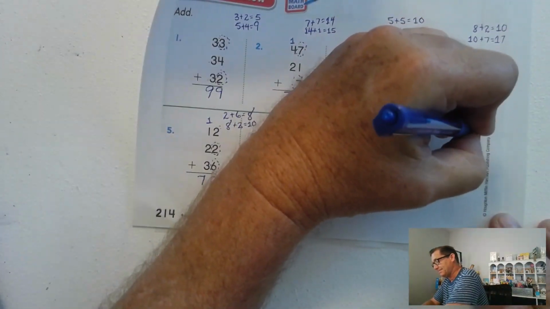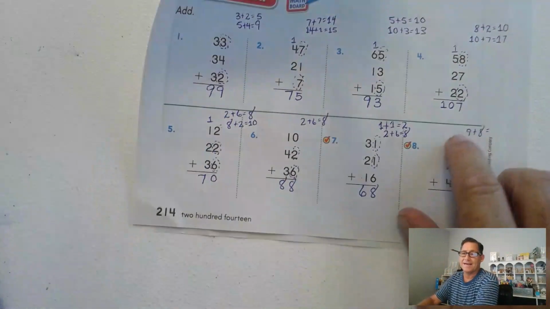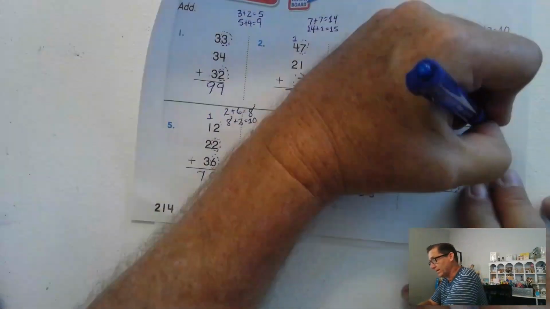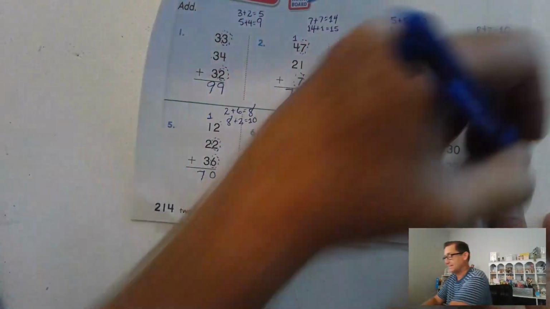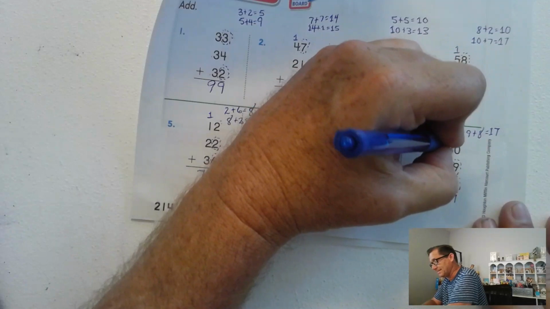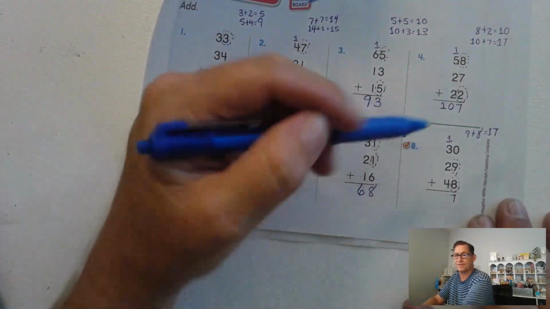9 plus 8. 9 is basically 8 plus 1, right? So 8 and 8 is 16, plus 1 more is 17. 17 ones will be regrouped as 1 ten and 7 ones. Okay.